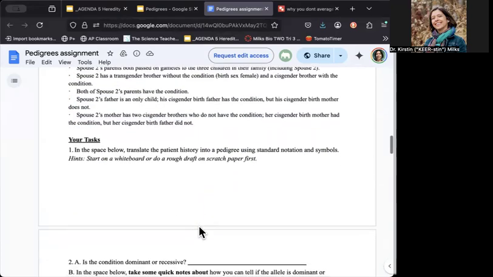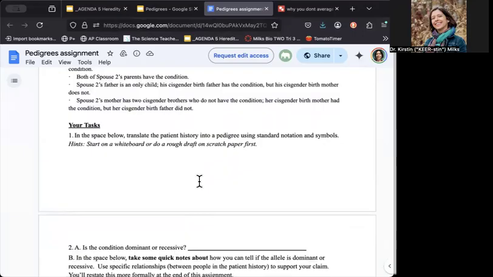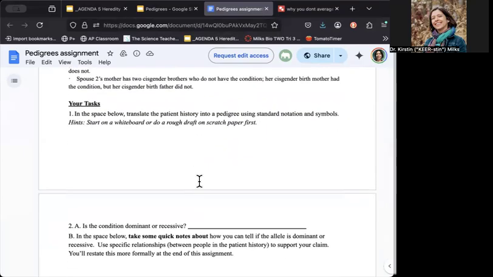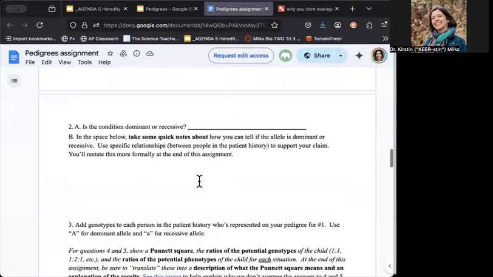In the space below, which means in your lab notebook, you're going to translate the patient history, but you should not do it in your lab notebook to start. You should do it on a whiteboard or some scrap paper. So maybe you have a whiteboard in the classroom, maybe you're using some scrap paper, both of those are fine, but you are going to want to proceed carefully. Once you make it, and especially if you talk to some other groups during classroom time, you're going to know if the condition is dominant or recessive. And in your lab notebook, you're going to say this condition is recessive or this condition is dominant, and then describe why.